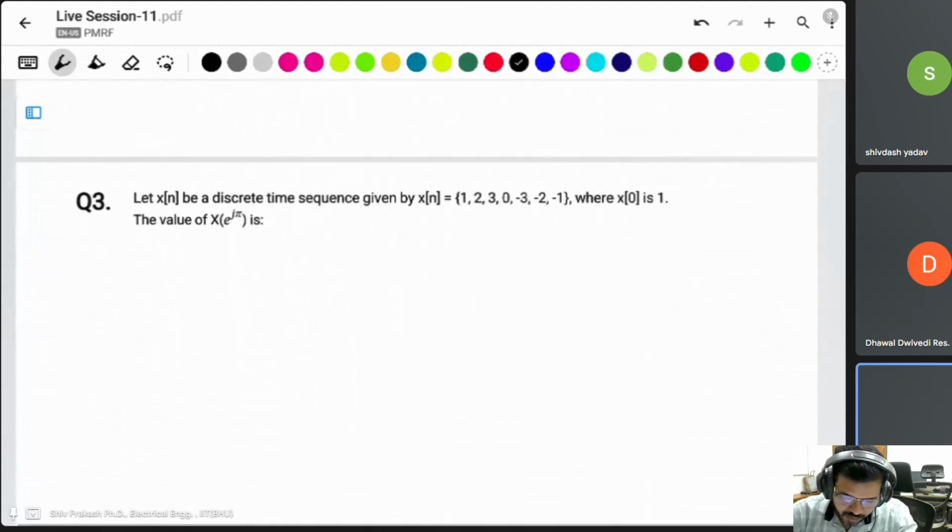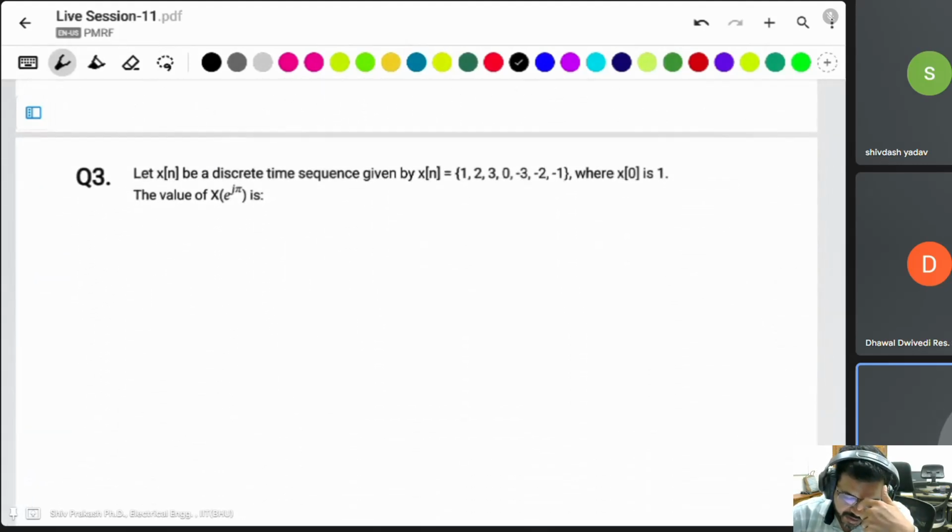Next question: let x[n] be a discrete time sequence given as 1, 2, 3, 0, -3, -2, -1, same as the previous question. Simply, it is asking for the discrete time Fourier transform of this function. Given x[0] is 1, it means this is the origin. In place of the arrow, the value x[0] is 1. It means this will be x[1], x[2], x[3], x[4], x[5] and x[6].